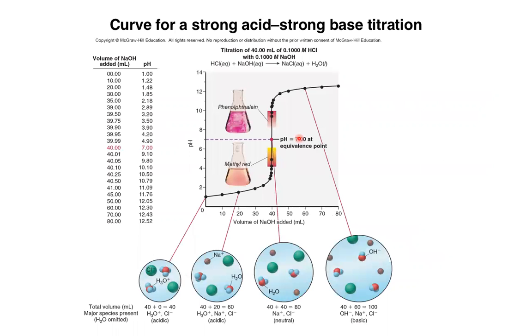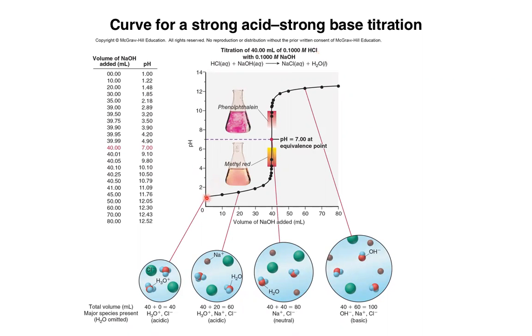So here is an example of a curve for a strong acid, strong base titration. This is a typical lab experiment. Here we have all of the values of the added sodium hydroxide and the pHs that they correspond to. So we have the volume of sodium hydroxide added to our solution of hydrochloric acid.